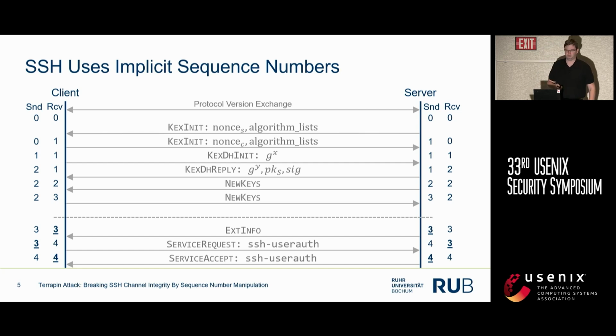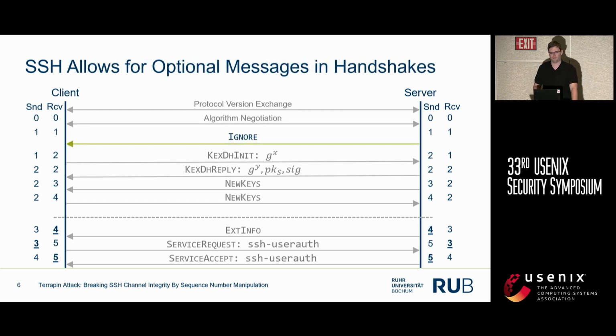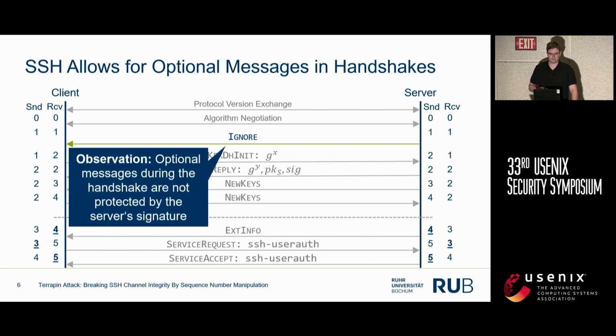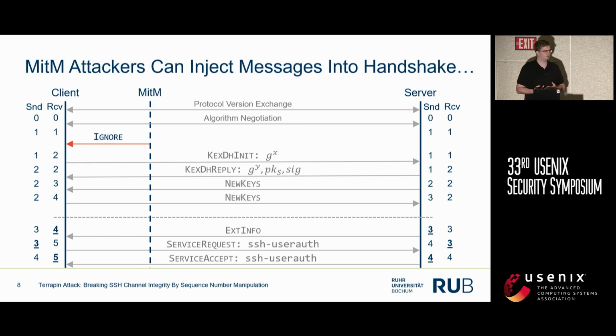So the SSH protocol is rather complex. There are a lot of optional messages, and one such message is the ignore message. Now, the ignore message, as the name suggests, is supposed to be ignored. And this is not the only message of this type, so there are multiple messages which can be used for this purpose, but we will stick to ignore here. Now, an important observation is that this optional message is not protected by the server's signature. So the signature is actually only computed over a fixed subset of message fields, and this ignore message is not part of it. As such, if we now assume that we have a man-in-the-middle attacker, we could say the man-in-the-middle attacker will simply inject this ignore message into the handshake.